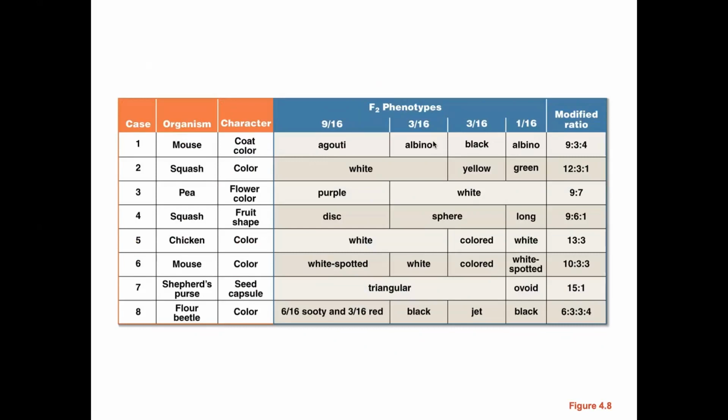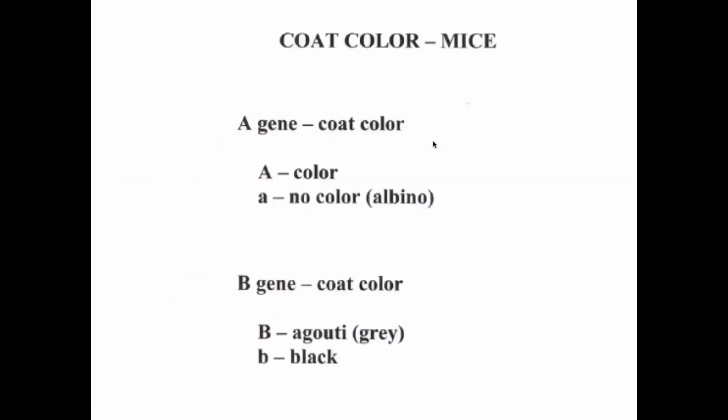In other words, the phenotypic ratio of 9 to 3 to 4 was a deviation from 9 to 3 to 3 to 1. So that suggested that there's two genes involved in determining the one trait of coat color. So with that recognition, they built their model. This is what they proposed.